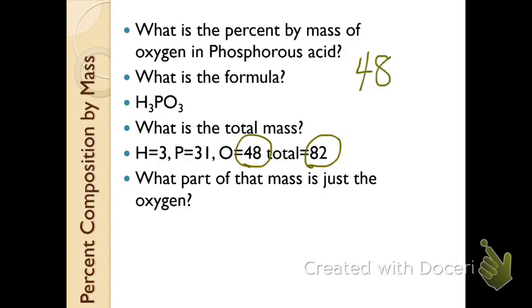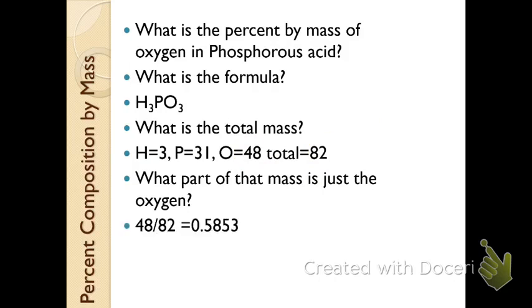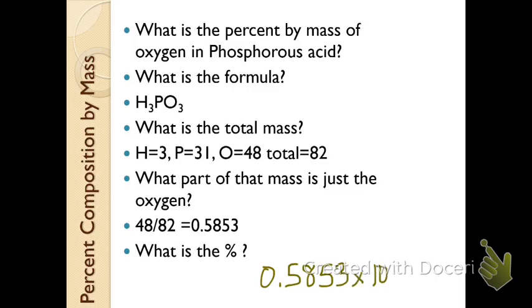So 48 divided by 82. Use your calculator. 48 divided by 82, push your equal sign, and you should get 0.5853. But we want to know the percentage, so we have to take that 0.5853 and multiply that by 100. So go ahead and do that with your calculator. Press the equal sign, and your answer for that should be 59% when you round it to the nearest whole number. Okay?